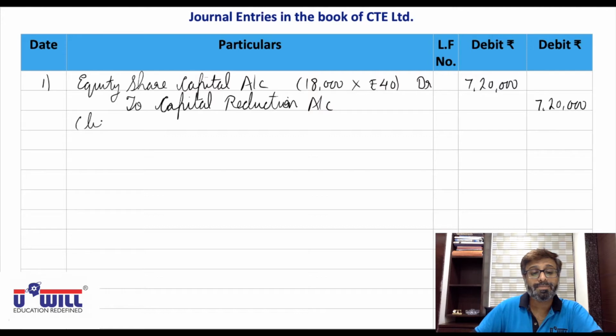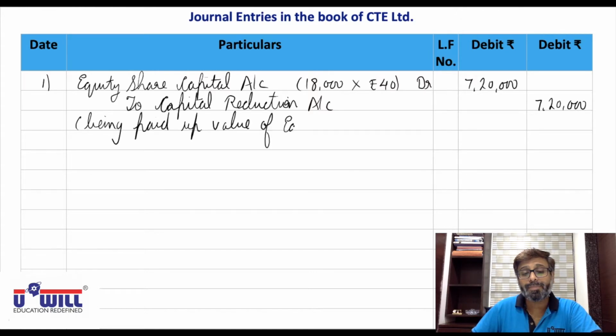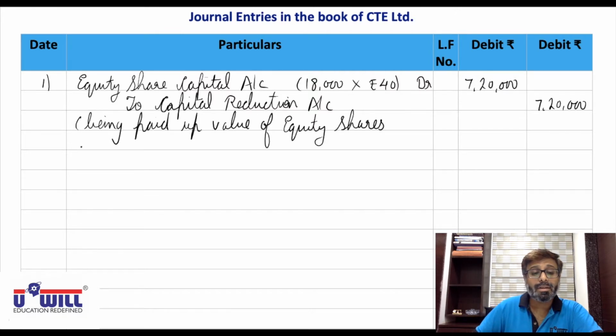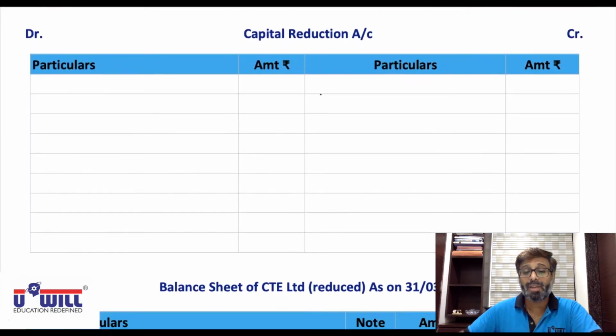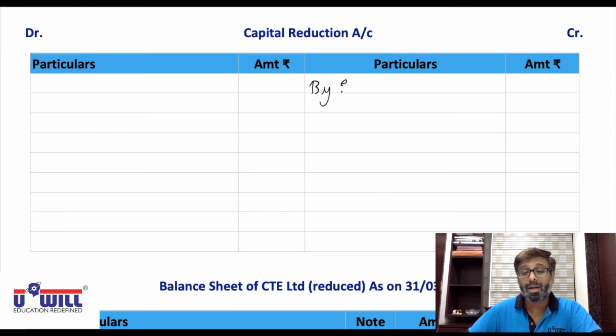being paid up value of equity shares reduced to rupees 60. Now, to capital reduction account means in capital reduction account we will write on credit side opposite account by equity share capital account 7,20,000.